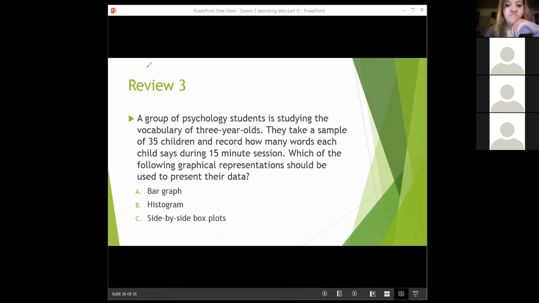Yay, good job. So in this case, definitely, our answer would be B. We're talking about how many words, so that's going to be quantitative data. Remember, a bar graph would be for categorical, so that's no bueno. So our answers are between B and C.